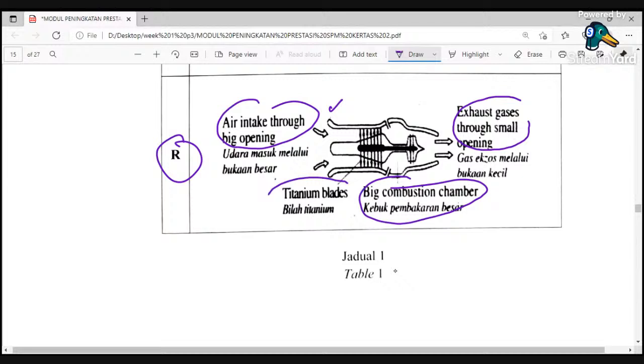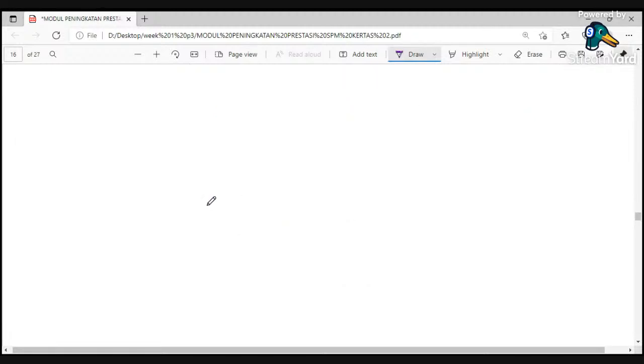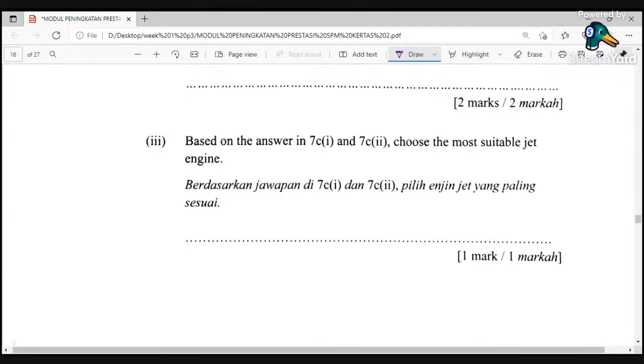Titanium blade not easily rusted. Okay, not easily corrode, tak mudah berkarat. Okay, dia stronger material lagi. Okay, jadi kita akan pilih, okay.